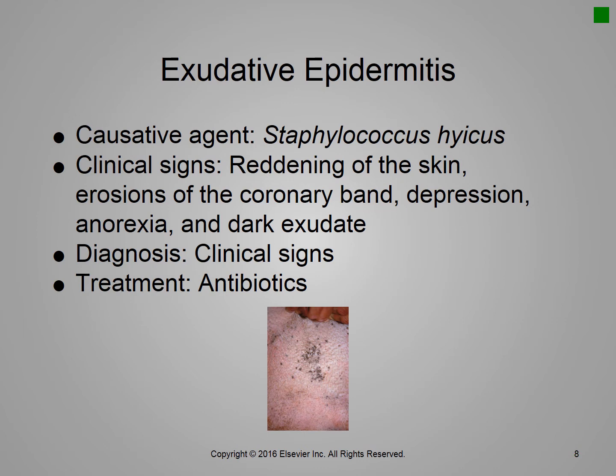Staph hyicus, or exudative epidermitis. This is a pretty good skin infection of pigs. You see it more commonly than you'd think you would. The staph causes reddening of the skin, erosions of the coronary band, depression, anorexia, dark exudate. They have a picture there showing some of the clinical signs.